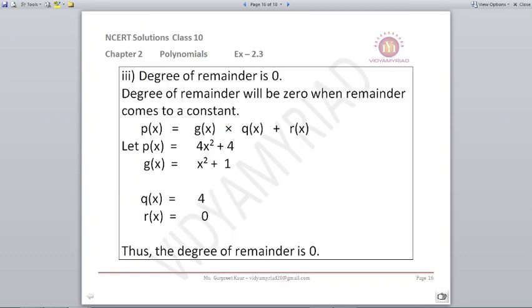Next, degree of remainder is 0. This is possible only when your remainder comes out to be a constant. Now here we are assuming the dividend as 4x square plus 4, and I am dividing it by x square plus 1. When I do this, I get my quotient as 4 and remainder as 0, which satisfies the condition that degree of remainder is 0, as 0 is a constant.